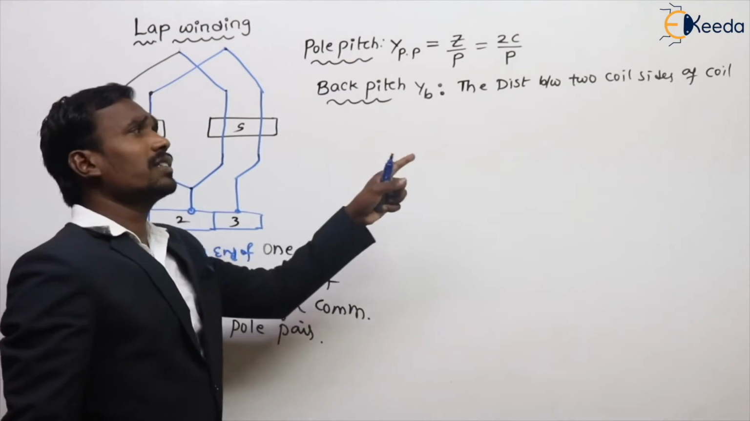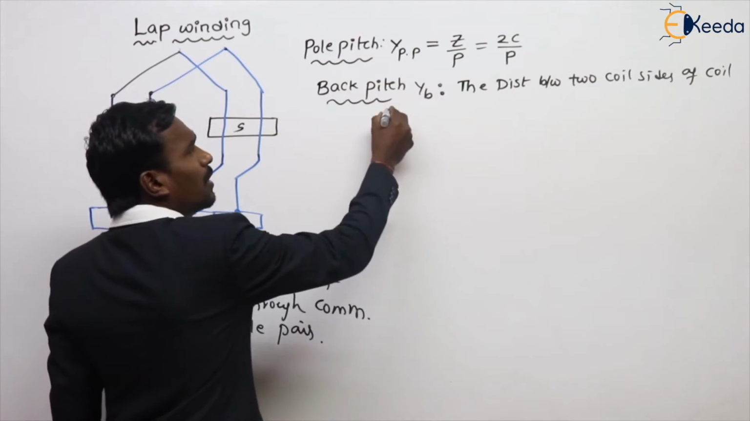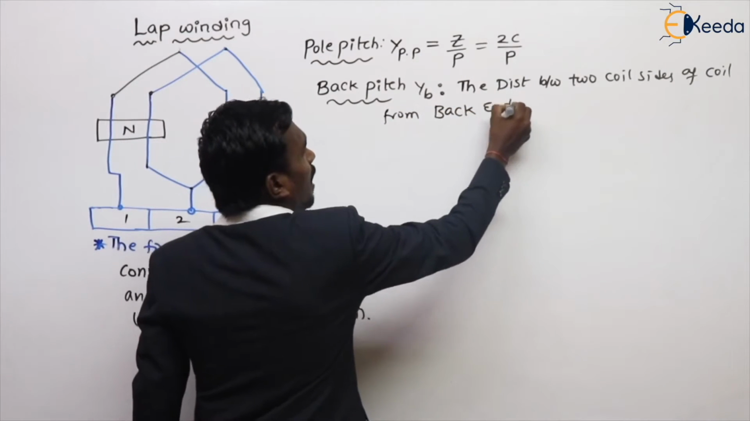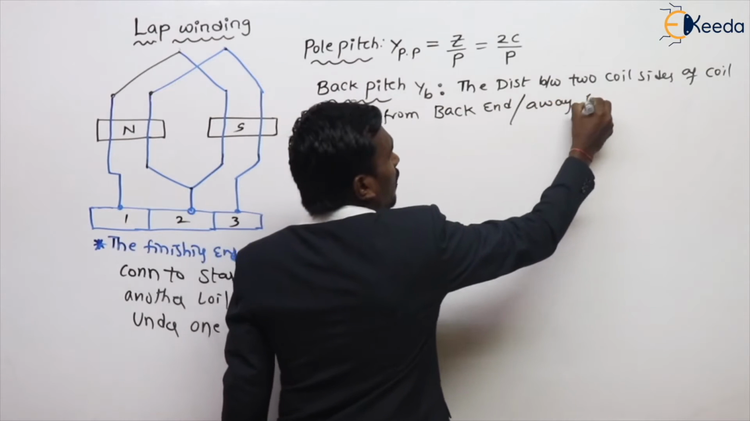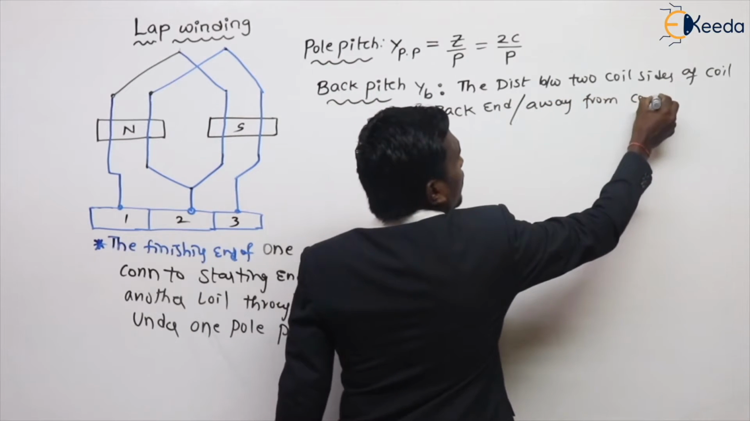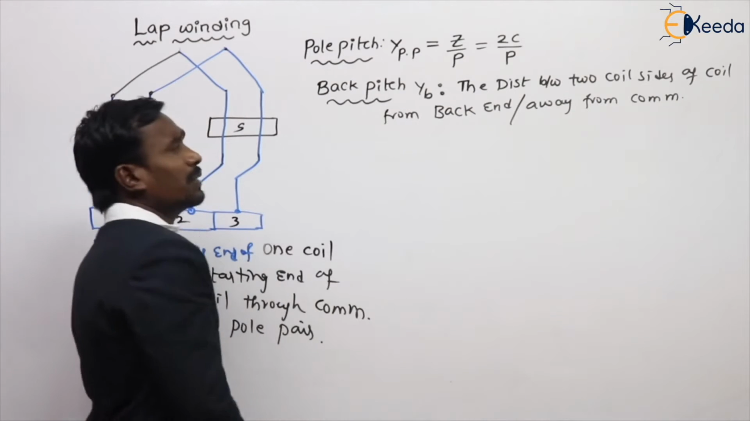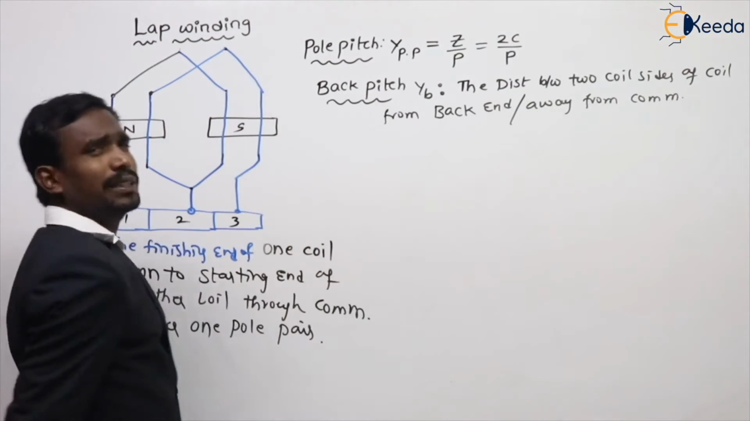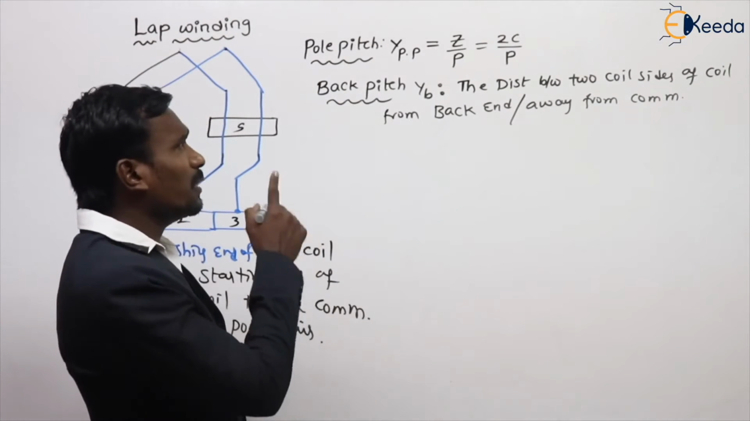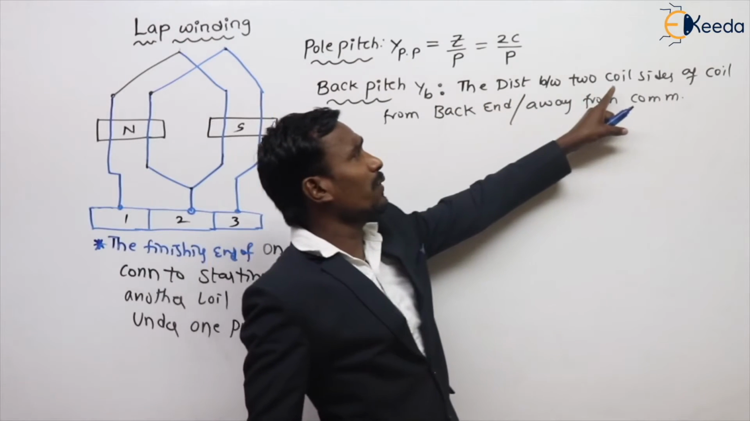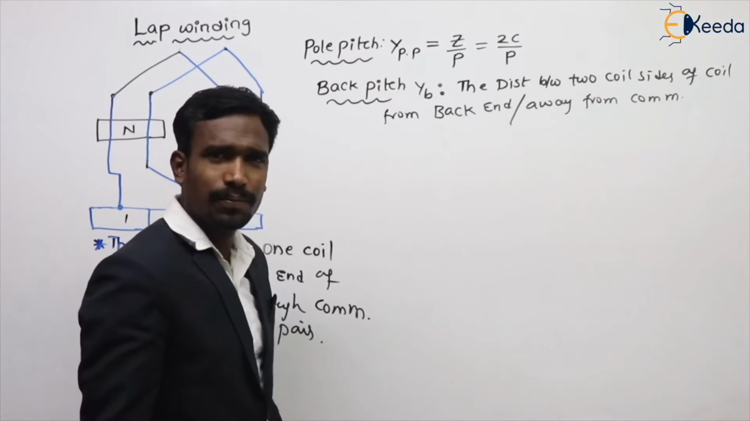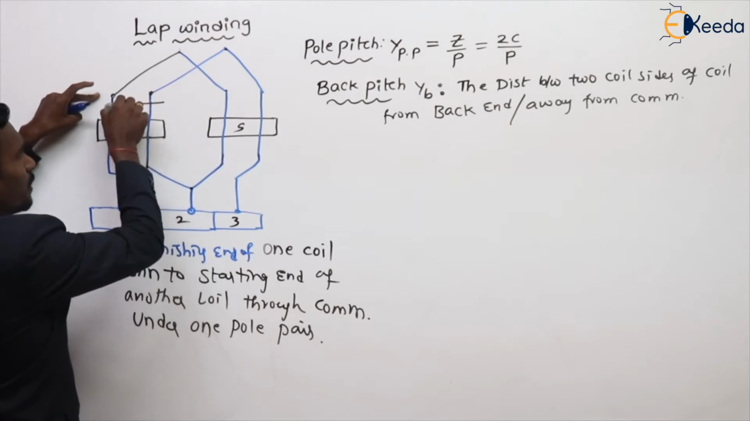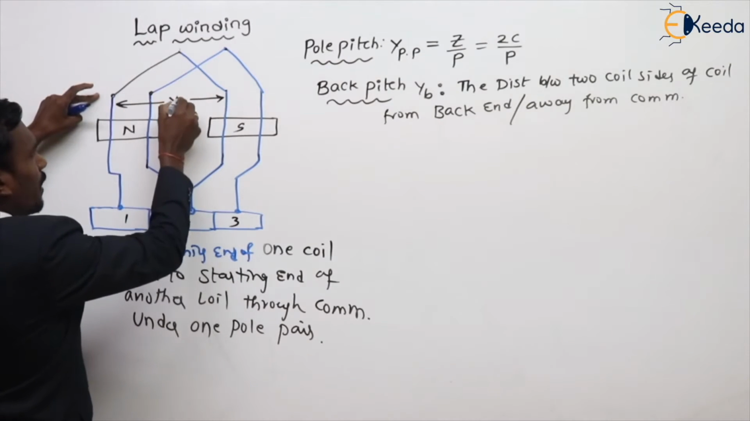What is that? The distance between two coil sides of a coil from the back end, or away from the commutator. Not at the commutator, away from the commutator. This is the commutator end, and this is the back end, away from the commutator. So tell me, what is the definition for back pitch? The distance between two coil sides of a coil. See here, this is my coil, and the distance between the two coil sides of this coil is called back pitch.